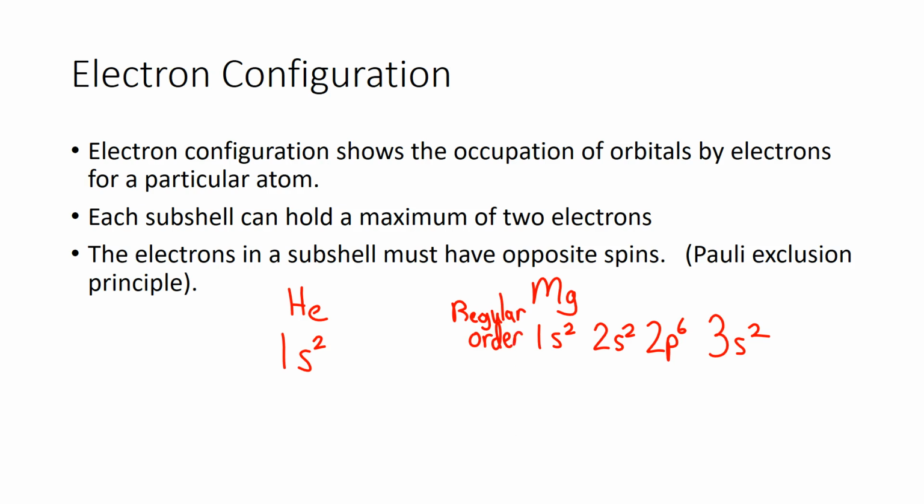Because 3s2 only tells me about the outer shell electrons. I want to know about the inner shell too. I want to know where every electron is located. That's what this is telling us.